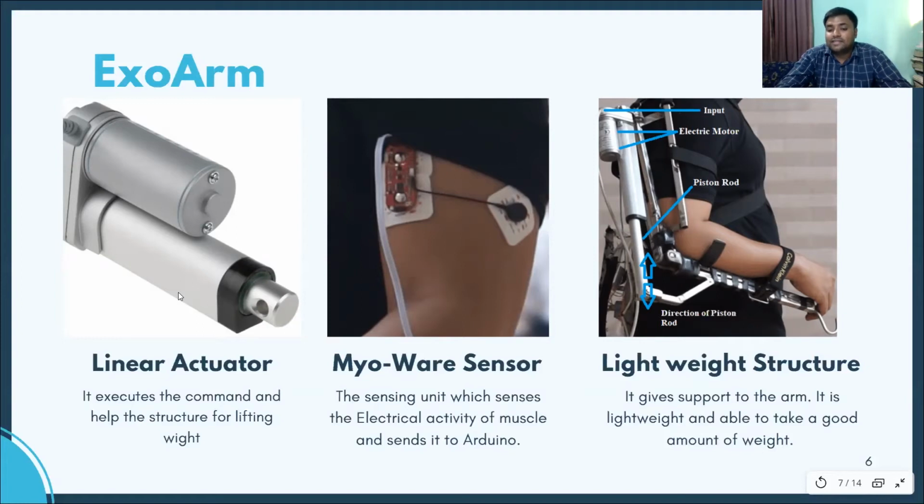And the third one is the lightweight structure. Here you can see the whole structure of our ExoArm, and it gives support to the arm. It is lightweight and able to take a good amount of weight.